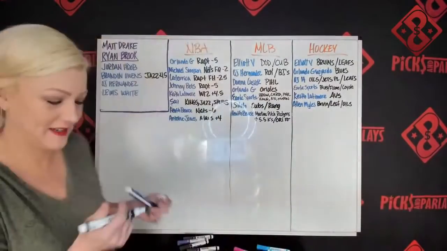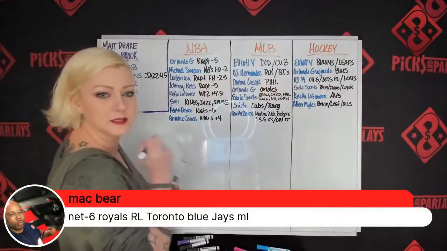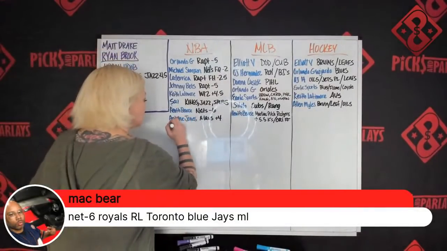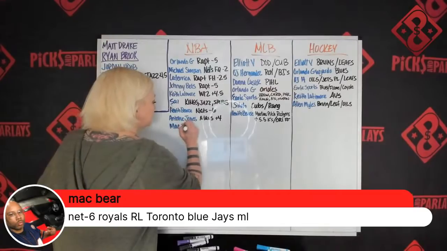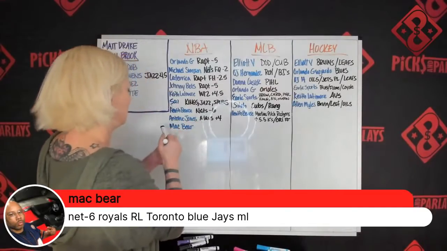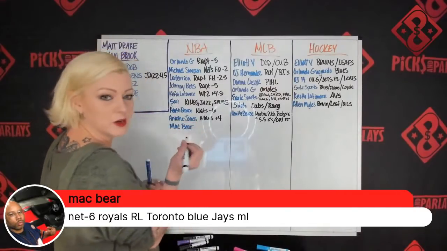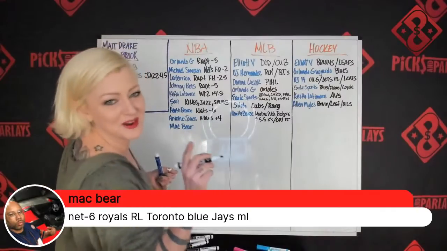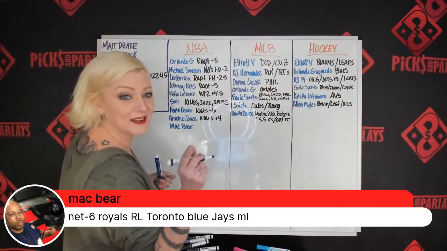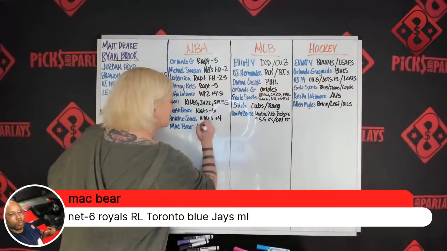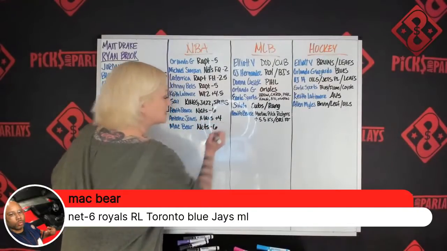Hey, Mac Bear. All right. My Mac Bear is going to go with the Nets. I'm feeling the Nets today. But maybe it's because I feel like they owe me money from yesterday. No, they don't owe me money. They owe y'all money, because I erased a lot of them. Nets -6.